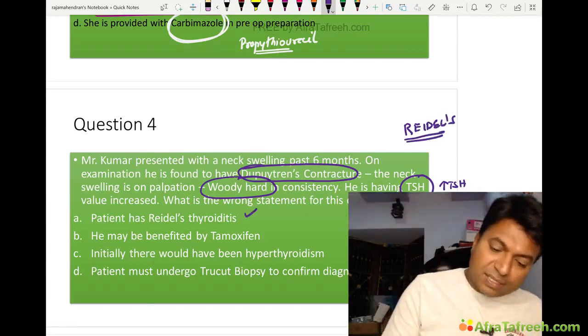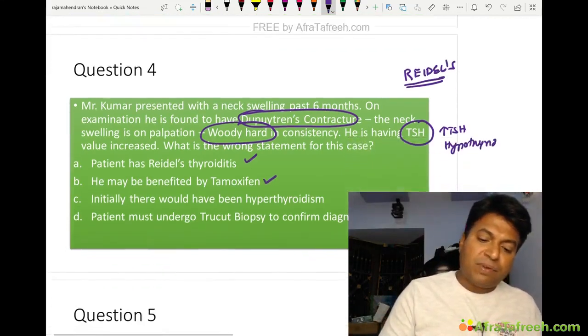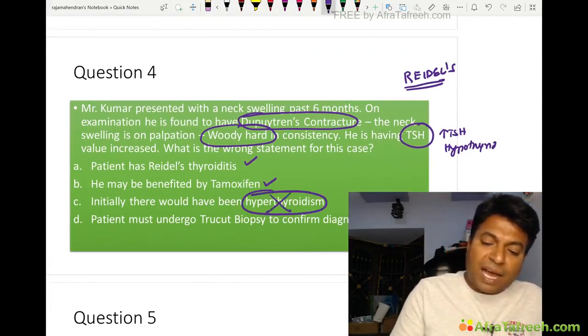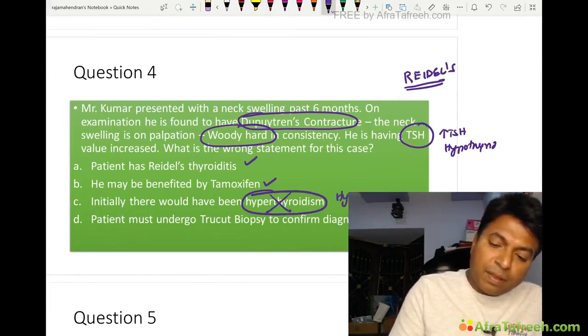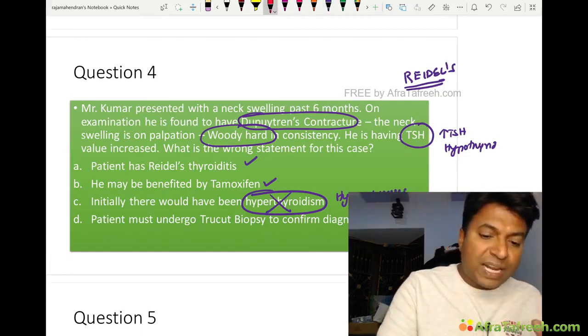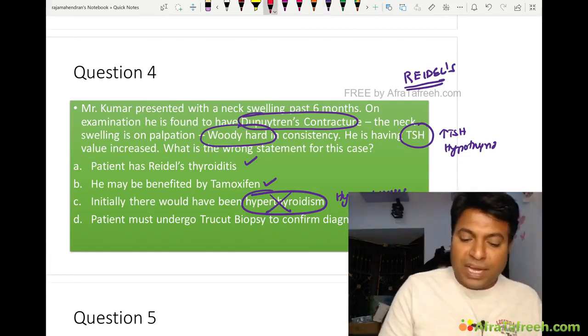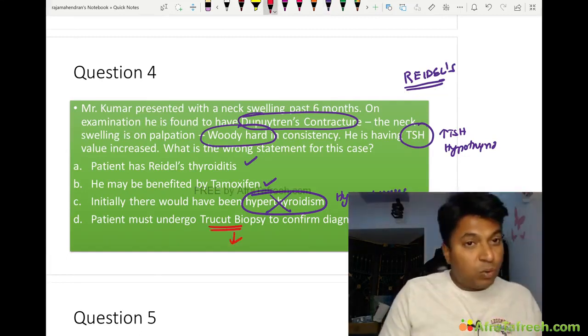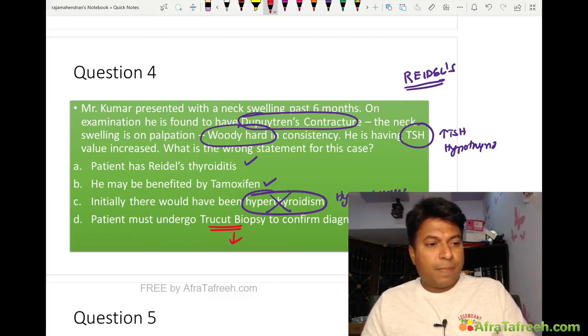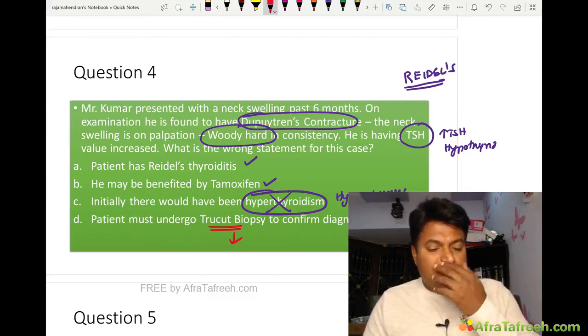Riedel's thyroiditis, he may be benefited by tamoxifen. Initially there will be hyperthyroidism is wrong. He will be hypo from the beginning. So Riedel's cases will be hypo always. There is no scenario of hyper at all. We need to do a true cut biopsy to confirm diagnosis, true. So please remember this point.